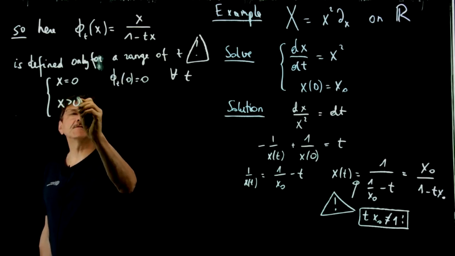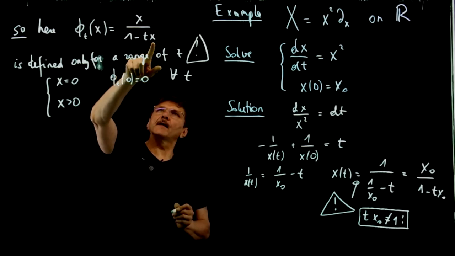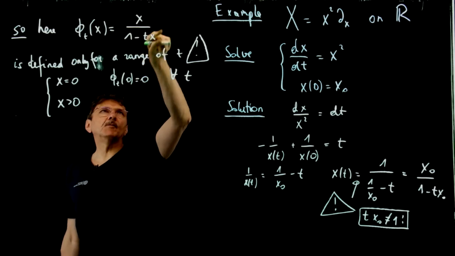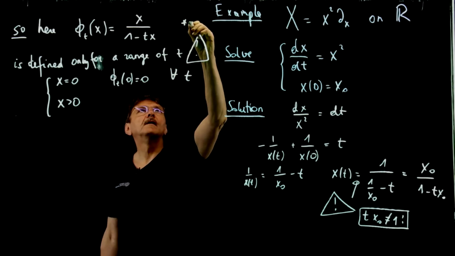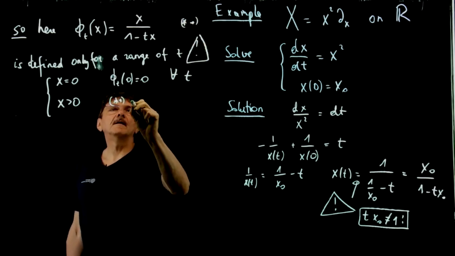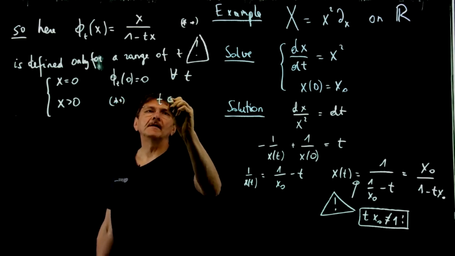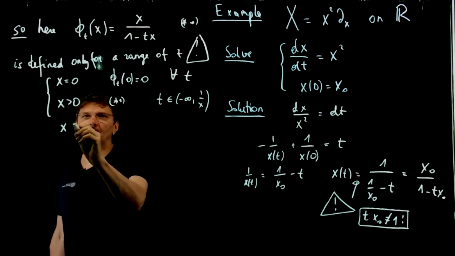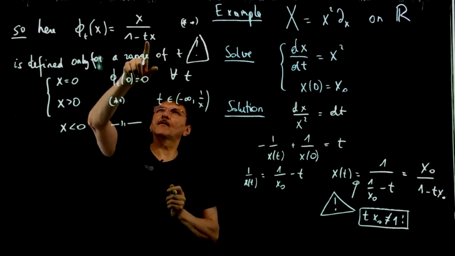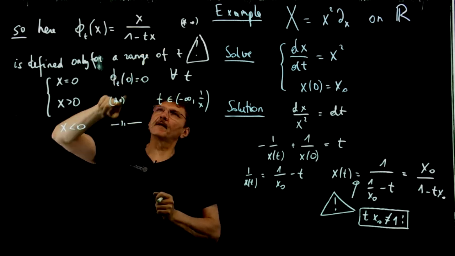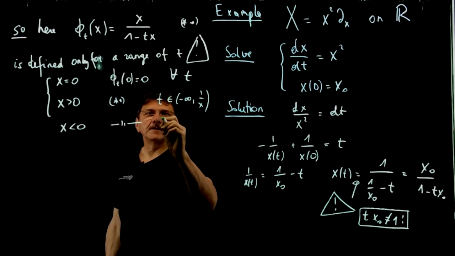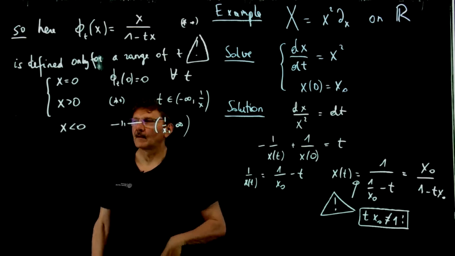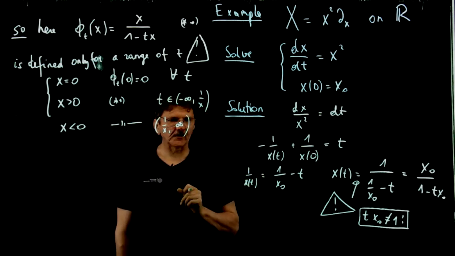So let's see, if x is positive, then the problem is when t is equal to 1 over x. So the formula, star, applies, but only for t in minus infinity to 1 over x. And if x is negative, then again we have double star, but now the problem would be, if x is negative, it's probably t in 1 over x to infinity, right? So this example tells you that one has to be a little careful with these flows.